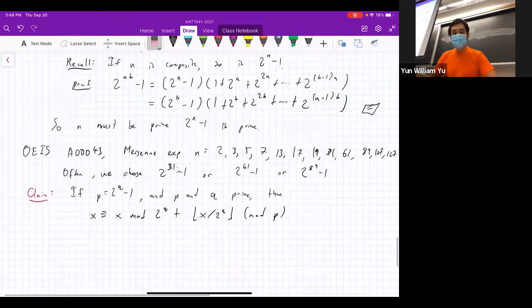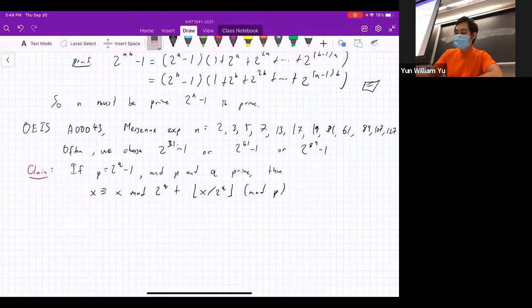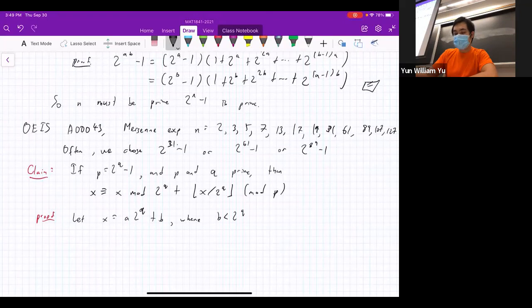Okay, so what was my claim? Oh, I claimed this thing, so let's prove it. And the proof is pretty simple. We're just going to split up x into the higher order bits and the lower order bits. So I'm going to write this as a 2 to the q plus b, where b is less than 2 to the q. Clearly you can divide up your x in that way. And so this here is the upper bits of x, and this here is the lower q bits of x.